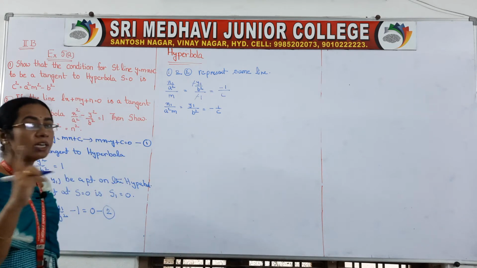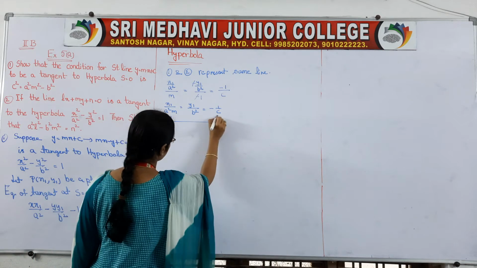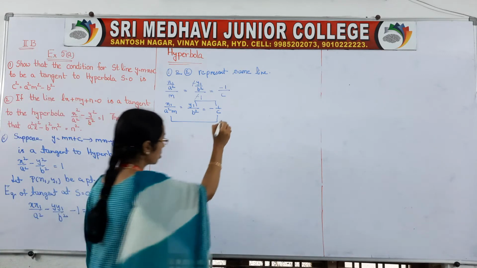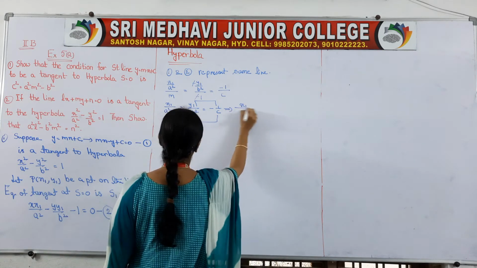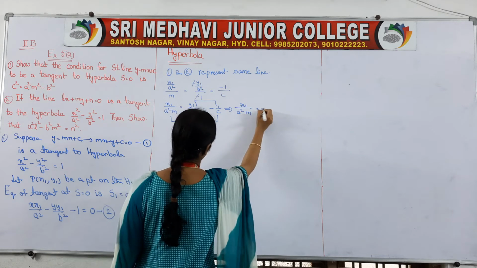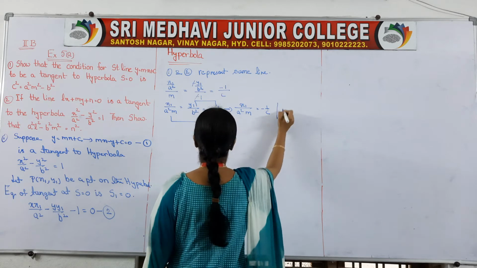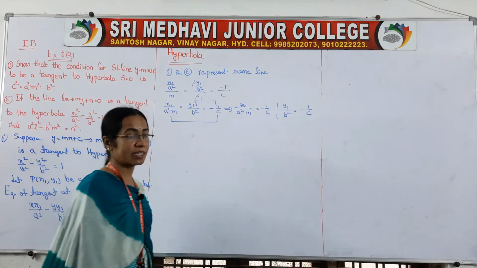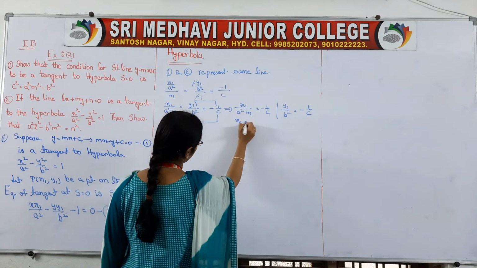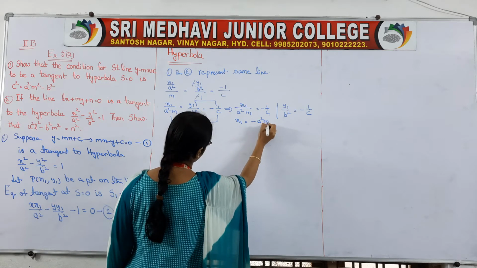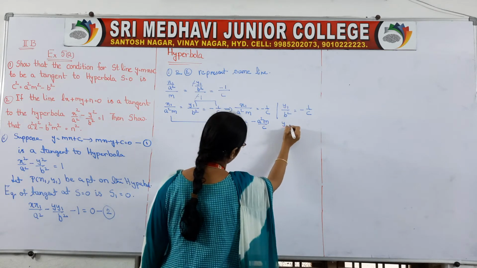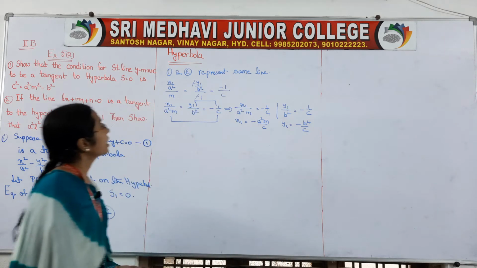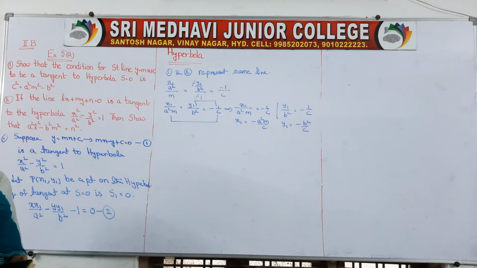So we want the x1 and y1 values. Once you take these two and these two, you will get your x1 and y1 values. So x1/(a²m) = -1/c and y1/b² = -1/c. So what is your x1 then? x1 = -a²m/c, and y1 = -b²/c. So this is your x1 and y1.